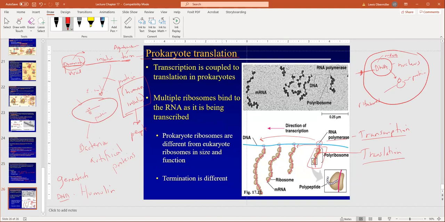The last thing is in prokaryotes, remember, translation and transcription occur in the same place because there's no nucleus. So in prokaryotes, transcription and translation are coupled. In eukaryotes, transcription occurs only in the nucleus, translation only occurs in the cytoplasm. Prokaryotes only have a cytoplasm, so everything occurs in the cytoplasm. And termination is different, although I don't care if you know that or not.